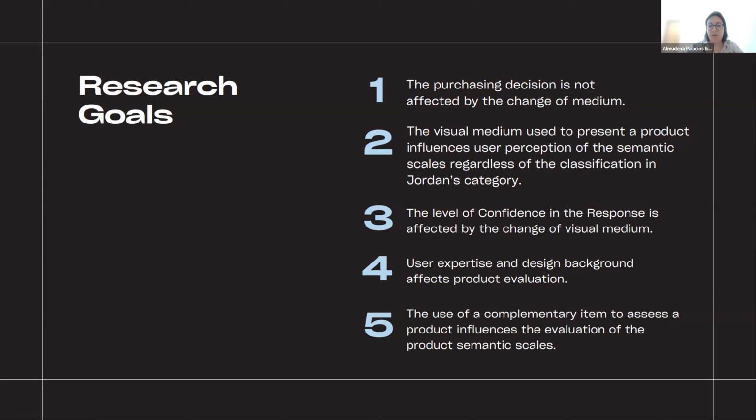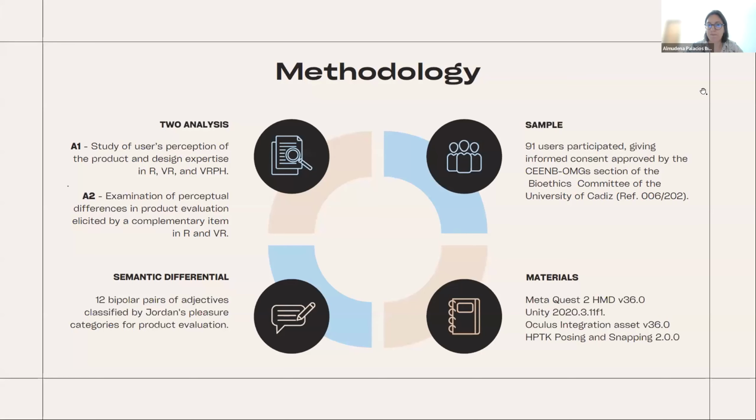The third hypothesis was that the level of confidence in the response could also be affected by the change of visual medium. Then, the user expertise and design background could affect product evaluation. This hypothesis was postulated because little research studied this factor during product evaluation in virtual environments. And finally, the use of a complementary item, which I'm going to explain again later, to assess a product influences the evaluation of the product semantic scales.